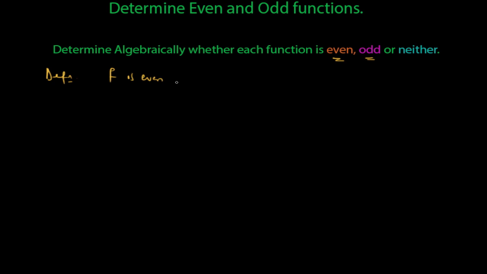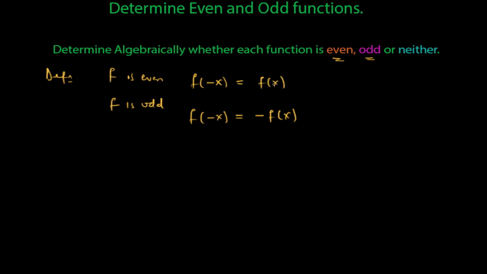A function f is said to be even if it satisfies this condition, which is f of negative x equals f of x. That is, the function value of a particular element in a domain is also equal to the function value of the negation of the original element. And a function is odd if it satisfies this condition: the function value of negative x equals negative f of x. That is, the function value of the negation of the element is equal to the negation of the function value of the original element.